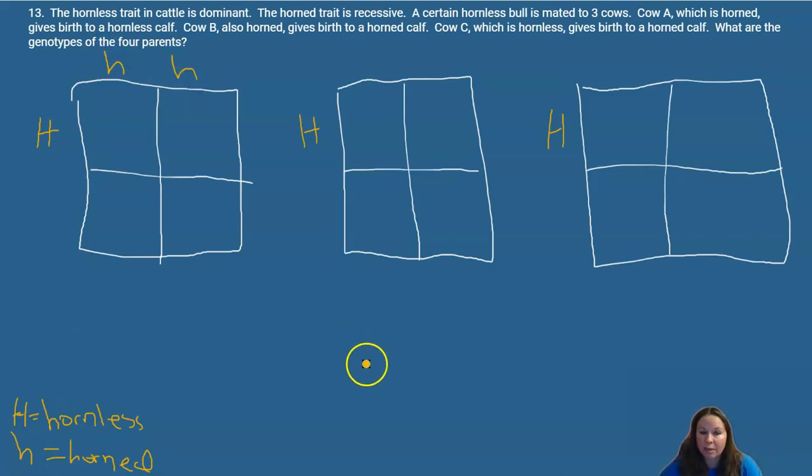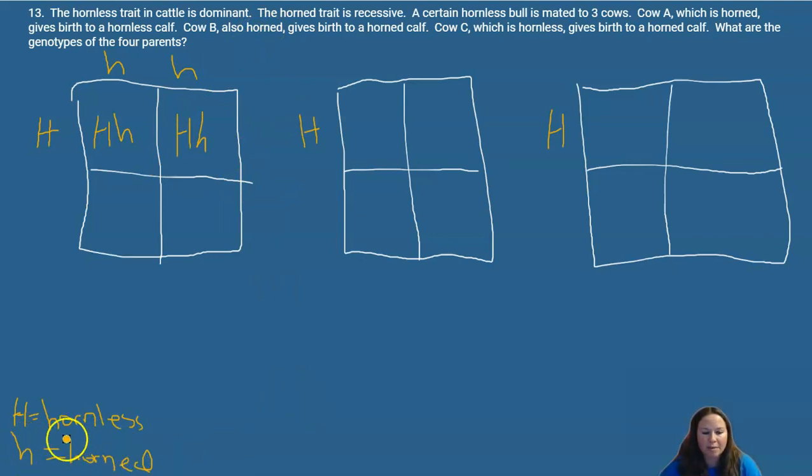Has to be little h, little h. And she has a hornless calf. Well, that actually doesn't tell us much, because I don't need to know the bull's other letter to answer that question, because I already got 2 boxes that have hornless in them. Let's move on to cow B. Cow B is horned. Oh, that's easy as well.